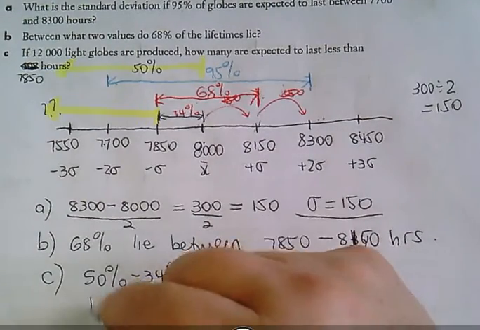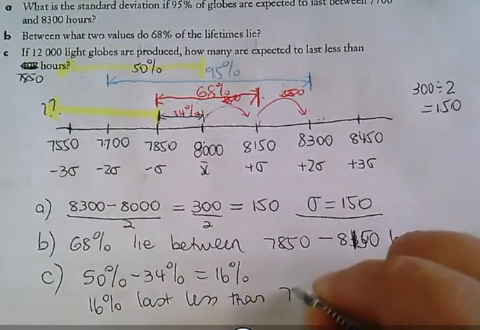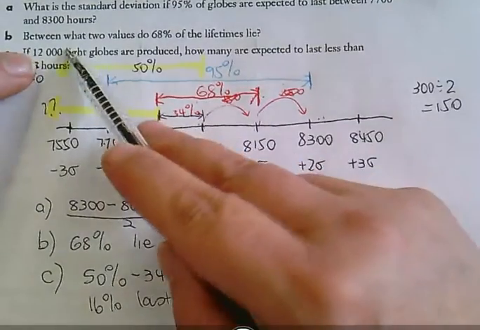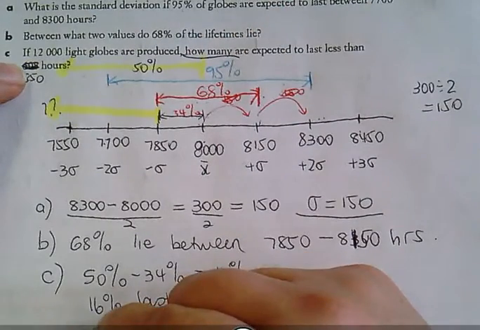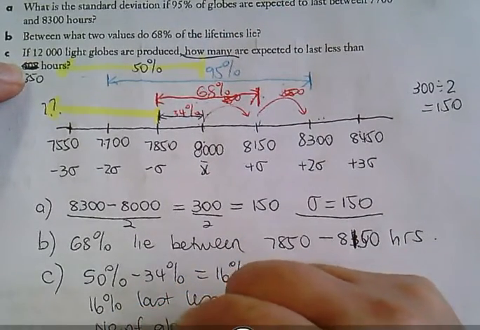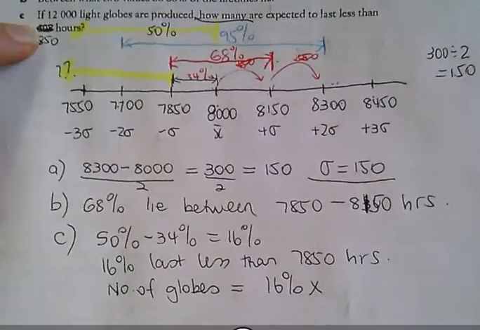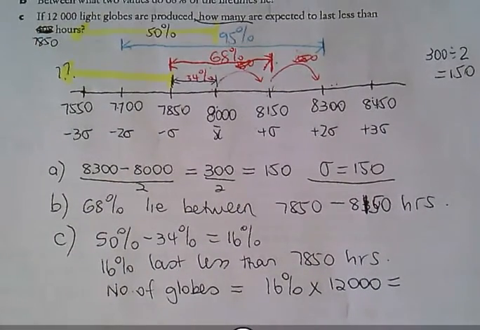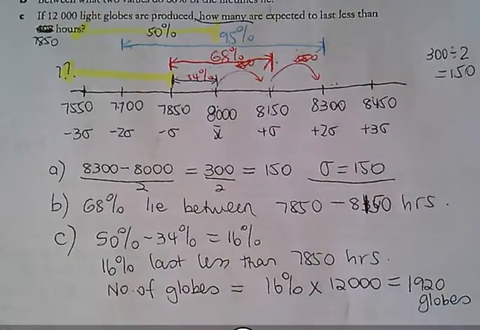16% of what? 16% last less than 7,850 hours. 16% of what? 16% of the total. So if you want the number of globes, the number of globes will be 16% of the 12,000. Do you get that? It's 16% of how many you've got. We've got 12,000. So 16% of 12,000, which is 1,920 globes. That's a really good question, that one.